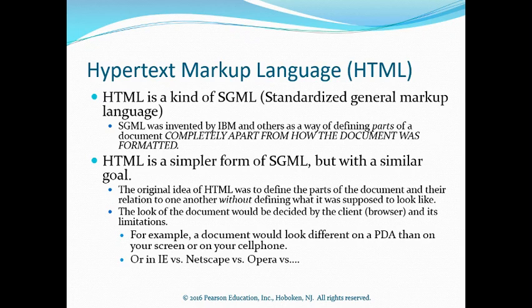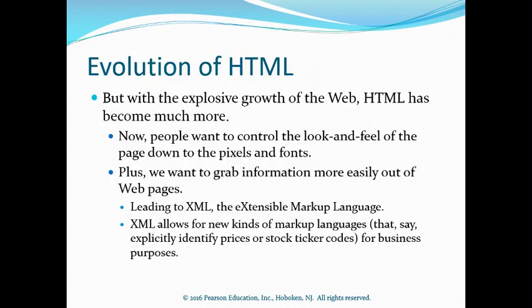The original idea of HTML was to define the parts of the document and their relation to one another without defining what it was supposed to look like. The look of the document would be decided by the client or the browser and its limitations. For example, a document would look different on a PDA than on your screen or on your cell phone, or Internet Explorer versus Netscape versus Opera versus Google Chrome versus Firefox, whatever.